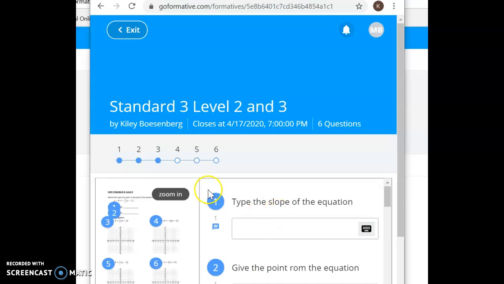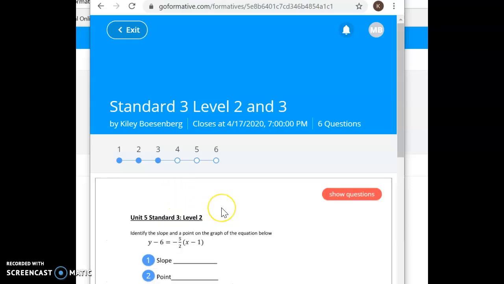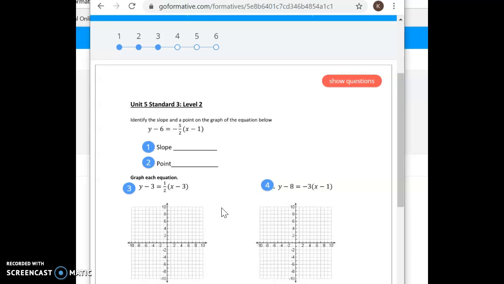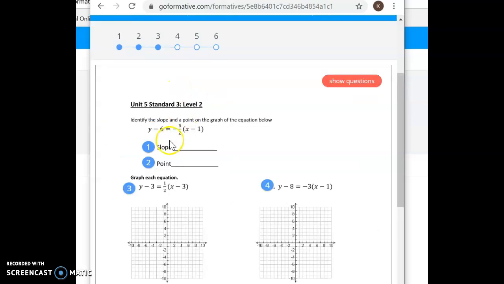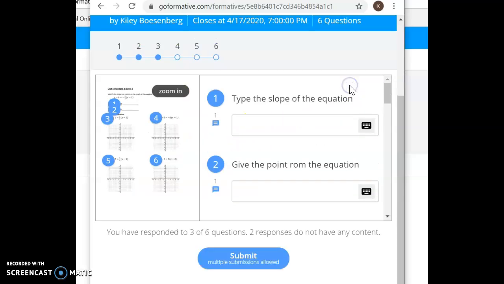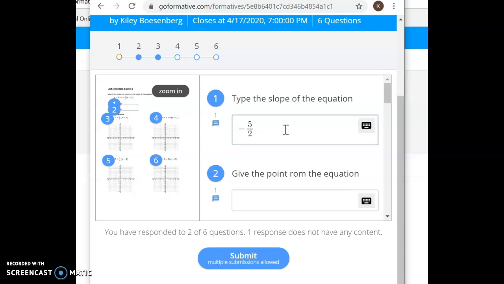Okay, I'm going to walk you through the first couple questions just so we can talk about how you enter them. Because it's really small here, I clicked zoom in so it would show me the question. Question number 1 is asking for the slope. The slope here is -5 over 2. So I'm going to go to my question and type -5 divided by 2.